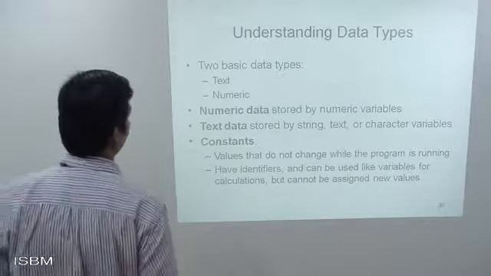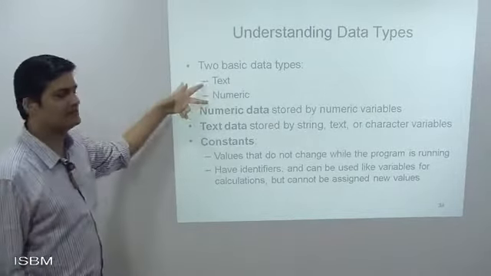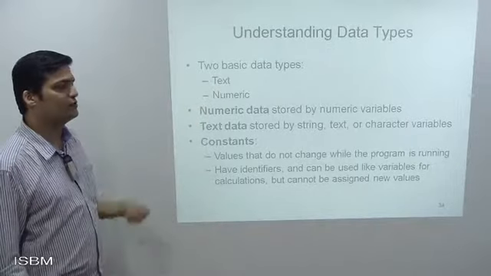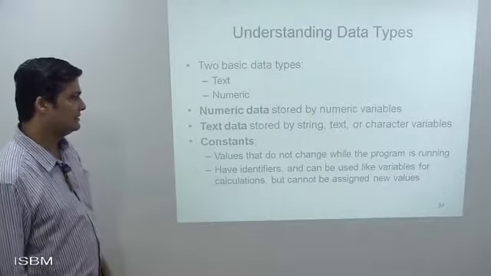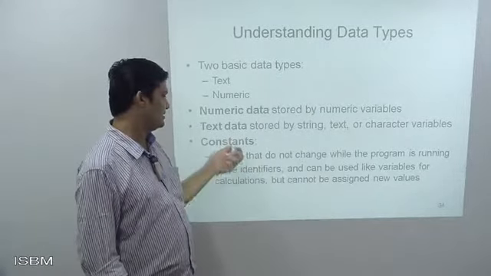Two basic data types, which are called text and numeric. Very basic data types. Numeric data is stored in numerical variables, that is, numeric data is stored for numerical values. Text data is stored for text, some characters, in variables.